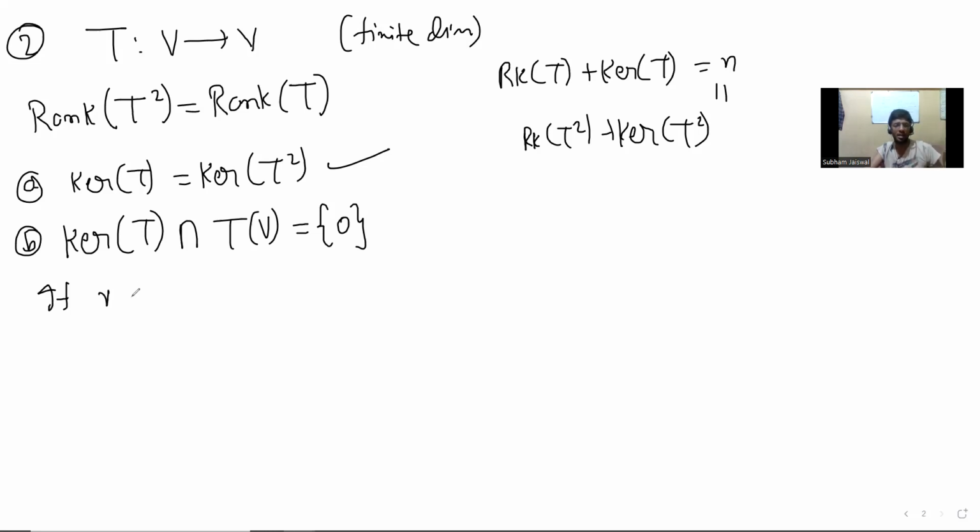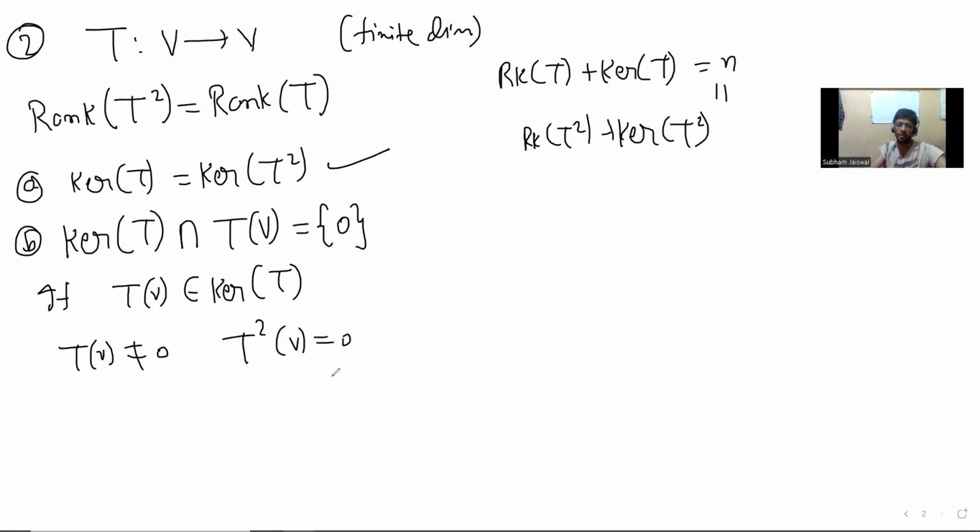So if we take an element T V which is in the kernel of T, then what happens? What does this mean? It means that, let's say T V is not equal to 0 and it's in the kernel, which means that T squared V is equal to 0. So T of V is not equal to 0, so this is an element in the image and it's also in the kernel. If that is the case, then what happens?